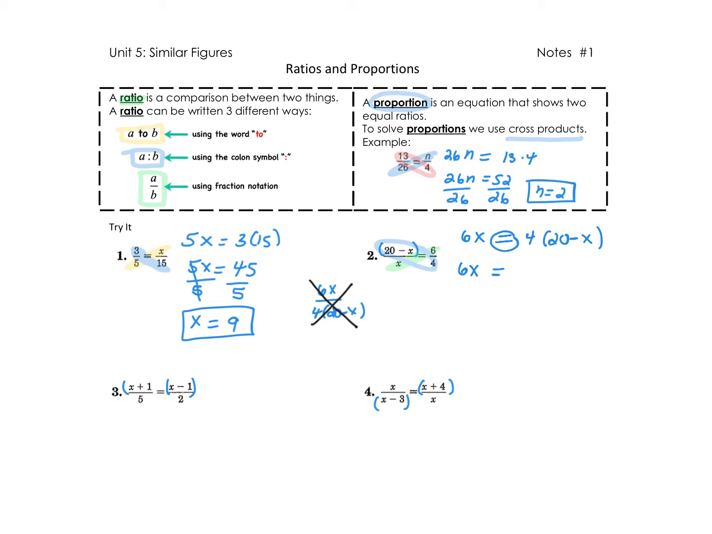So you've got 6x is equal to, and on the right-hand side, take and distribute that 4. 4 times 20 is 80. 4 times that negative x is negative 4x. Get all the x's to the same side by adding 4x to both sides. 6x plus 4x is 10x, and that's equal to 80. And then we need to take and divide both sides by 10. And 80 divided by 10 is going to give us x is equal to 8.